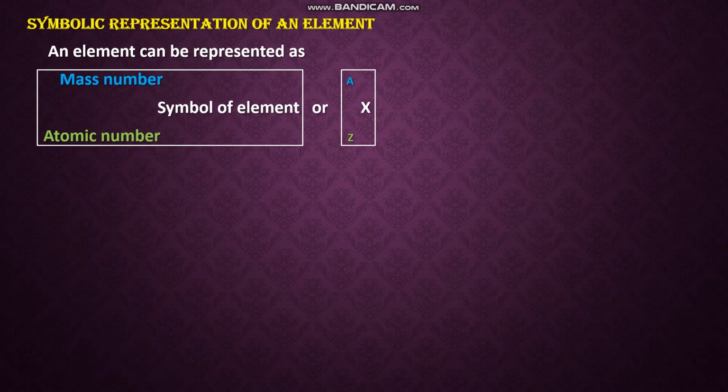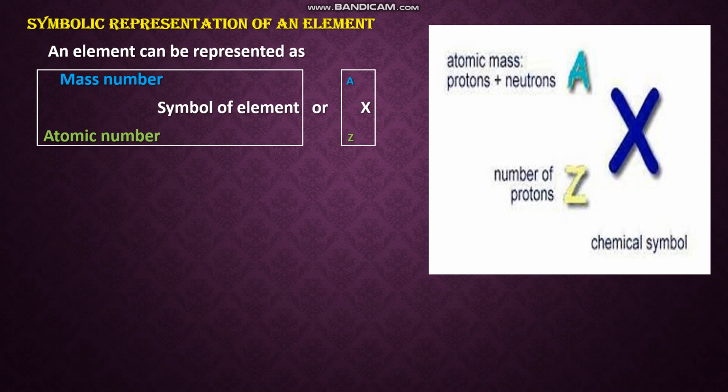Now, we will see how we can represent an element symbolically using the atomic number and mass number. So, this is a symbolic representation. Here we have the symbol, given as X. It can be any atom's symbol. If it is hydrogen, we write H. If it is chlorine, we write Cl.